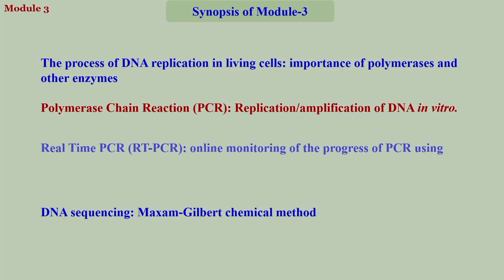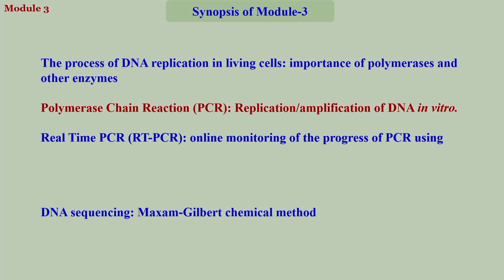So, with this I will complete module 3. What we have covered is the process of DNA replication in living cells, how the polymerases act, and how the other enzymes take part in the process of DNA replication. Second, we have seen the polymerase chain reaction, PCR, how you can amplify the quantity of your DNA in a laboratory using a chemical technique, called PCR in vitro.